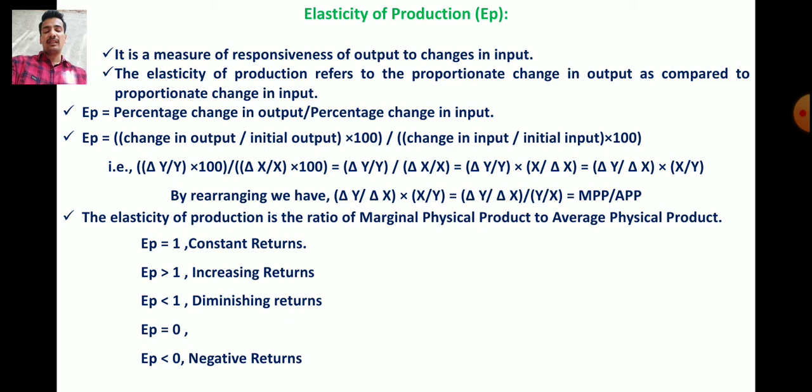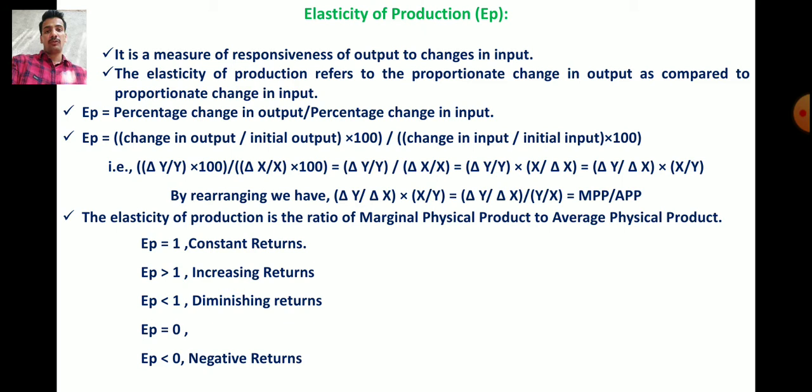So here by rearranging we have delta Y, means change in Y, divided by delta X, into X divided by Y, which is equal to delta Y divided by delta X divided by Y divided by X, which is equal to MPP divided by APP, means marginal physical product divided by average physical product. So the elasticity of production is the ratio of marginal physical product to the average physical product.